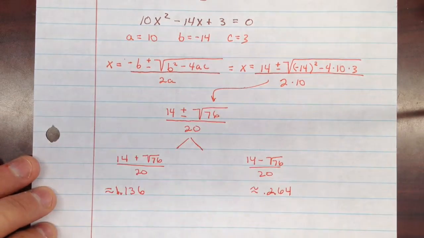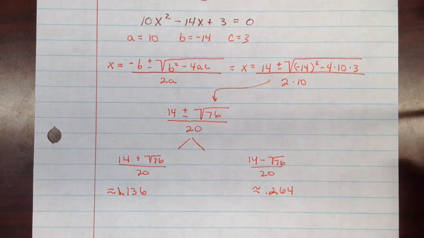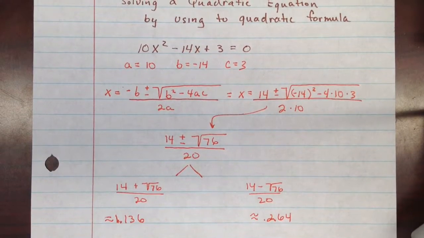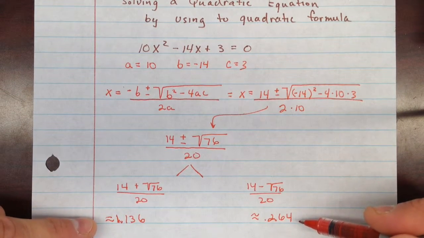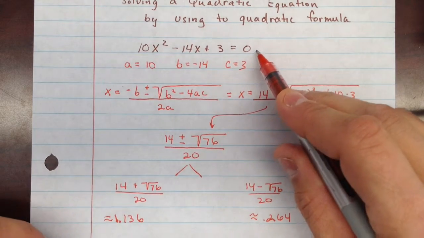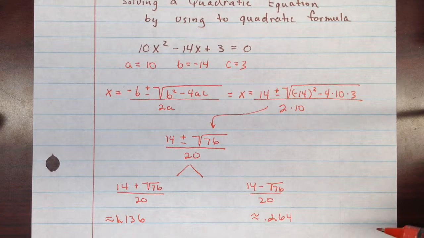So our two solutions are 1.136 approximately and 0.264. Remember, you should always substitute those back into the original equation and make sure that they work. Remember, since we rounded them, the answer is going to be a little bit off. It's not going to be exactly 0. It's going to be a little bit higher or lower than 0. Probably 2 or 3 decimal places of zeros and then some numbers after that.